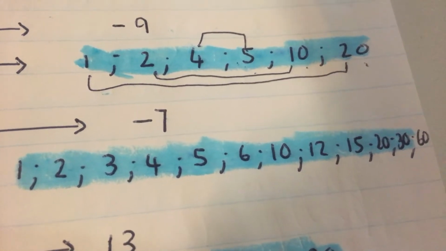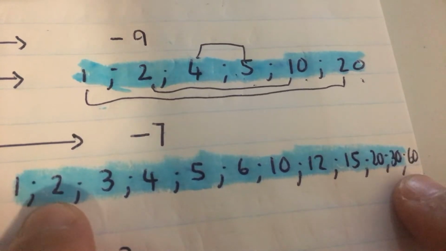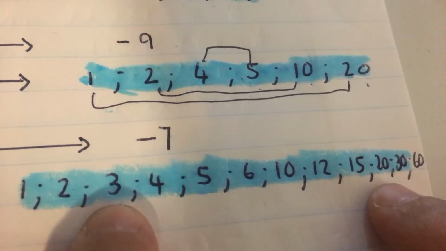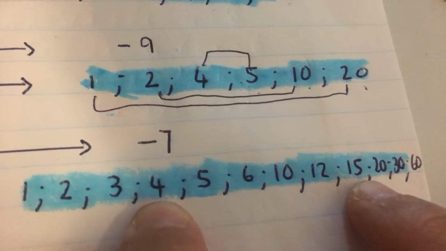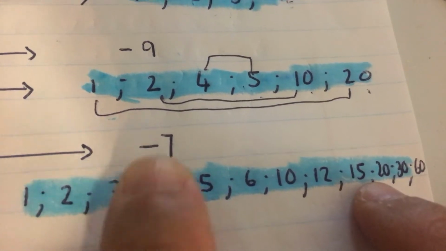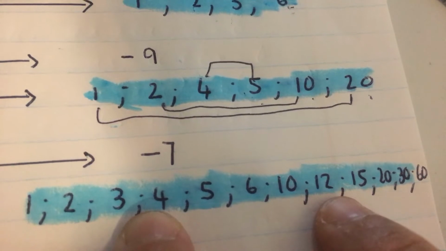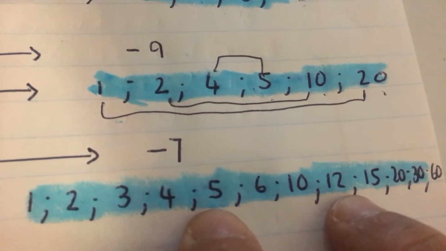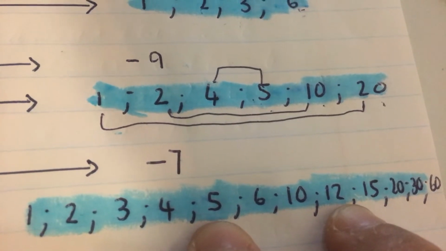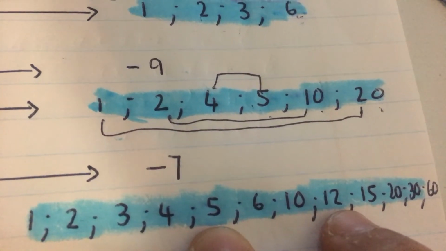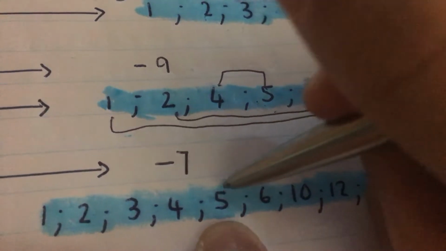Alright, so let's check out the factors that will get me to negative 7. So it can't be 1 and 60. It can't be 2 and 30. It can't be 3 and 20. 4 and 15? No, because 15 minus 4 gives me 11. So it can't get there. Let's check here 12 and 5. What's 12 minus 5? Or negative 12 plus 5. Yeah, it's these two over here.